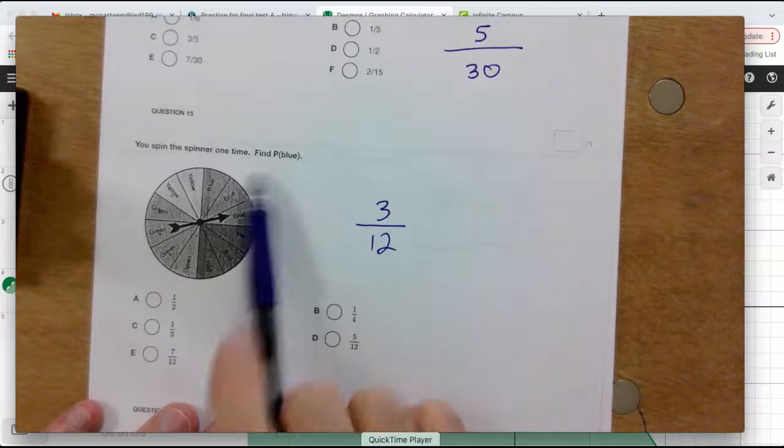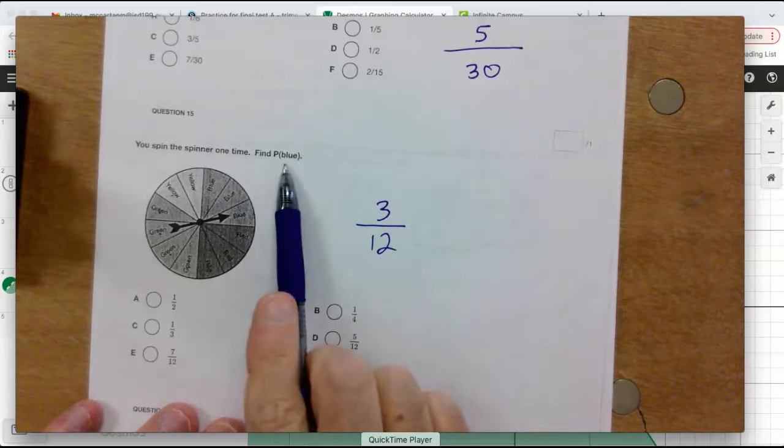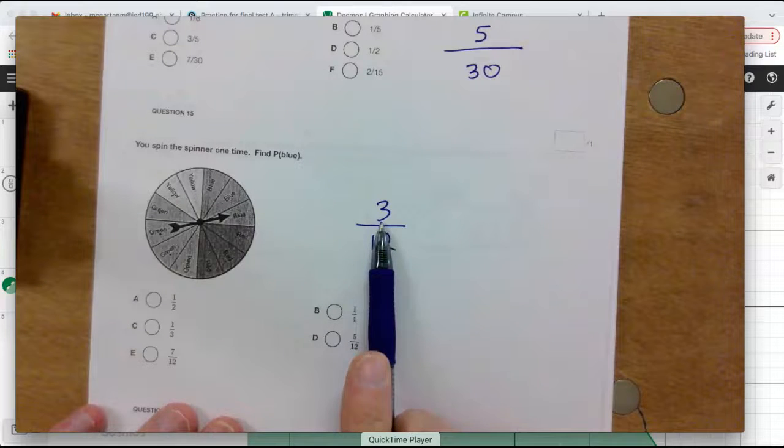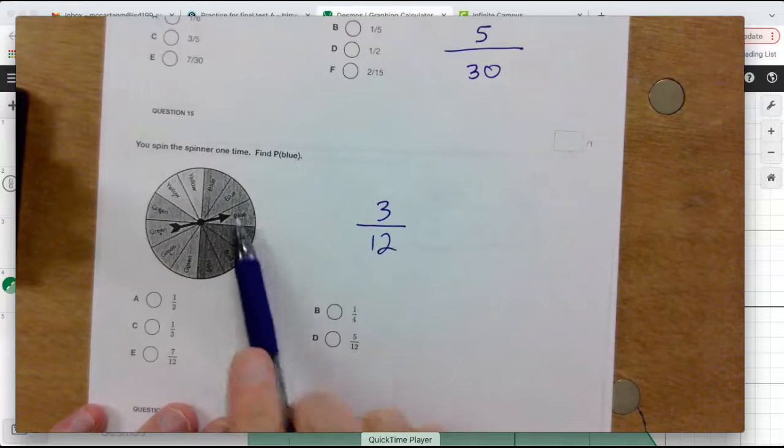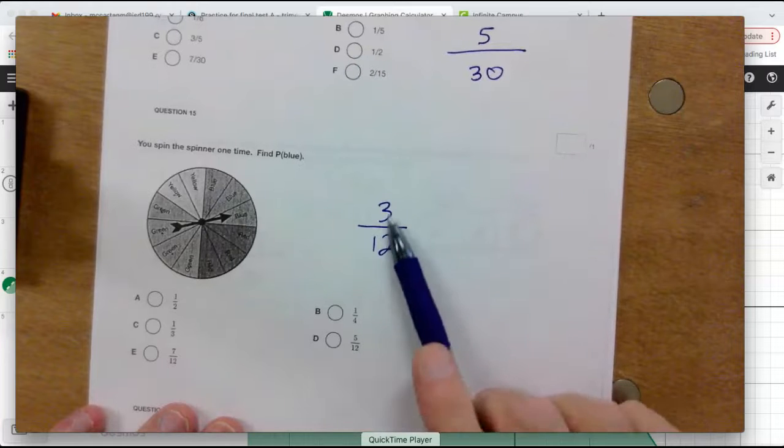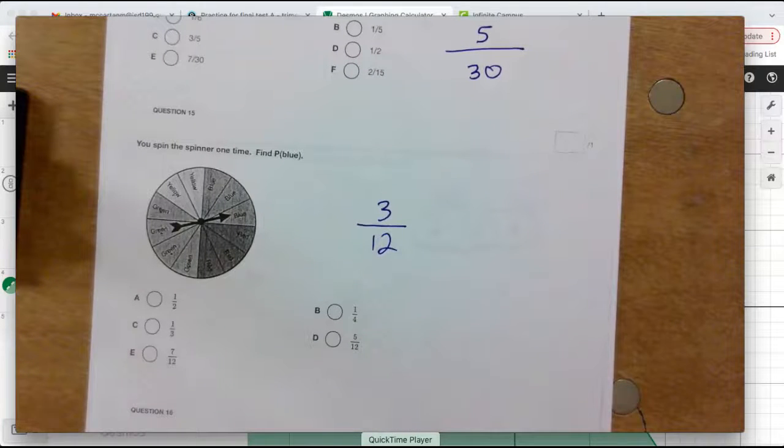But how many of them are blue? That's what they're asking for here, the probability that's blue. 3 blues. All right, 1, 2, 3 blues. Divide both by 3 to simplify it.